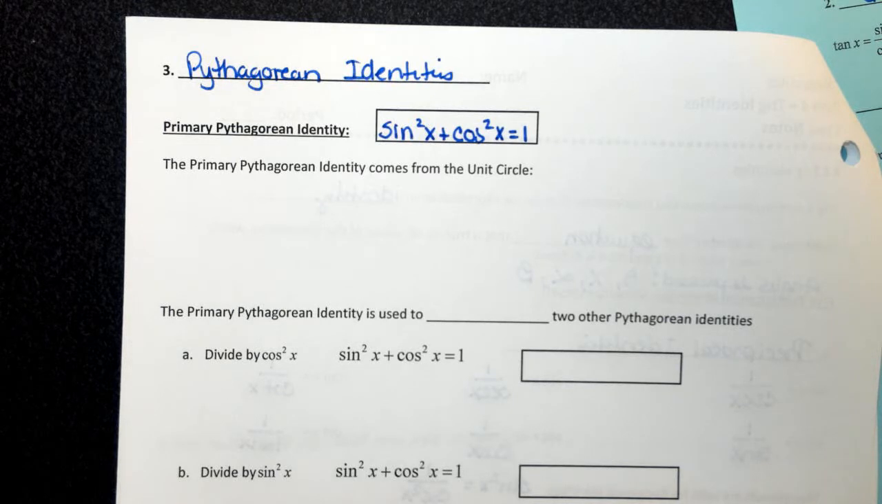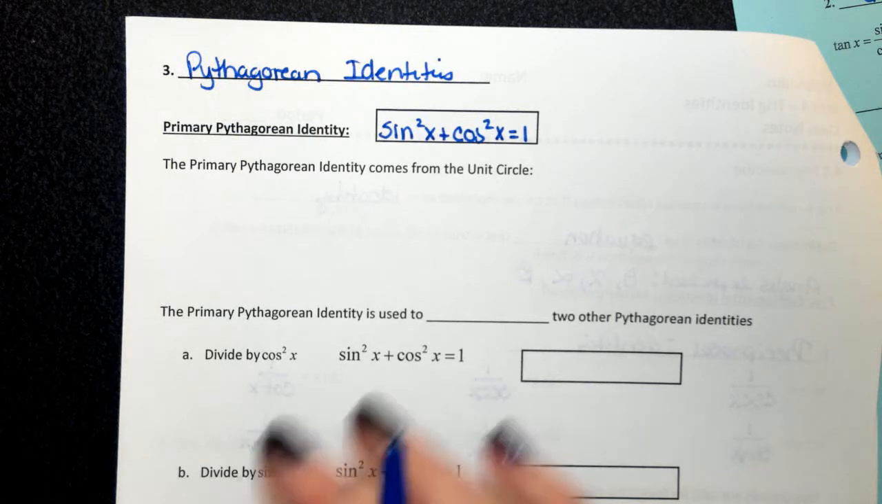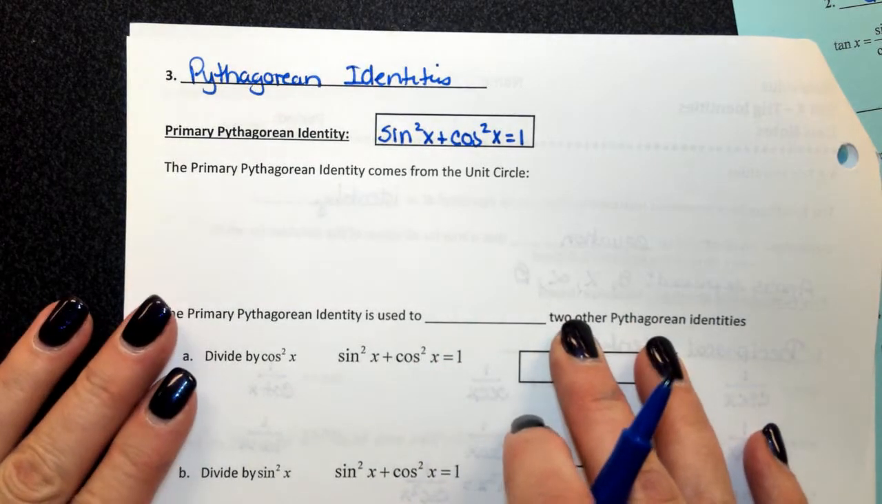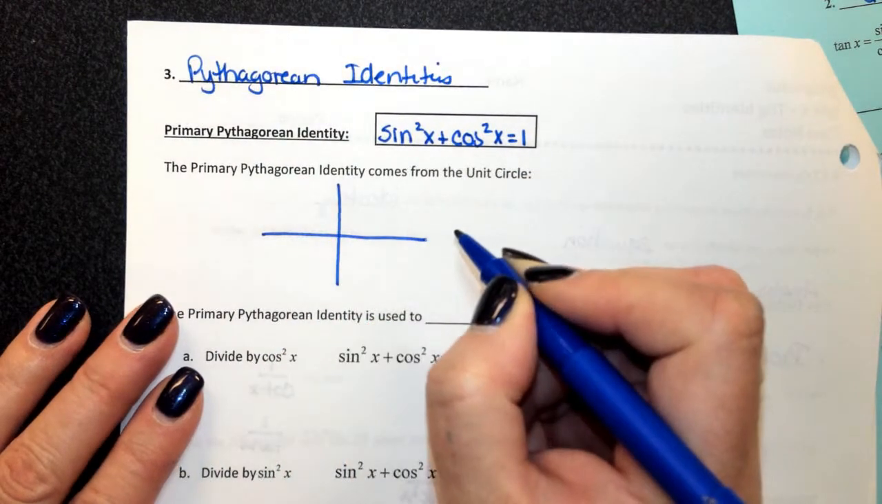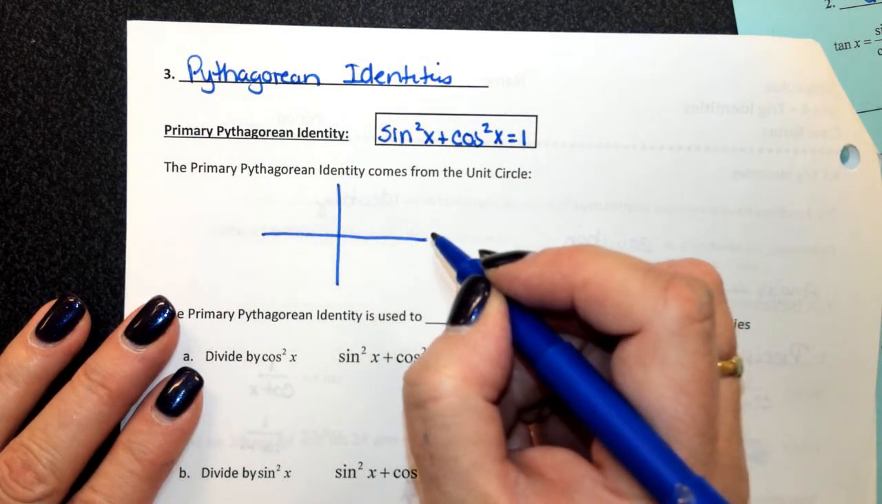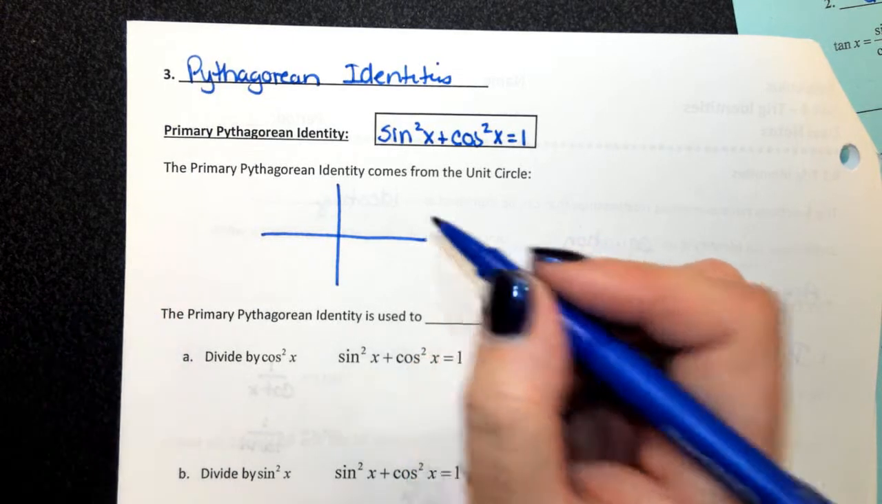It comes up a lot in calculus. It's just one of those very common identities that we use a lot. And again, this does come from the Pythagorean theorem and from your unit circle. Remind me again, what is the unit circle? The unit circle has a center at 0, 0, and what else? What do you know about a unit circle?